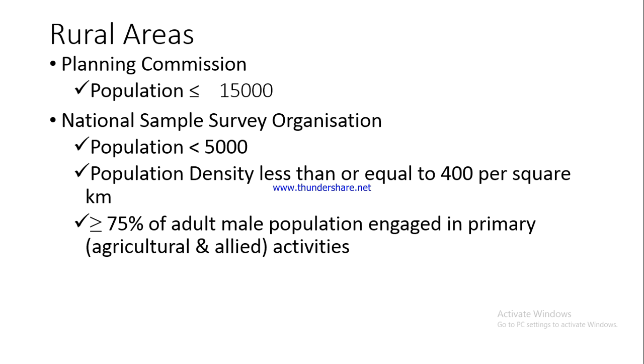So what are the 3 criteria? You can have a look here. The population should be less than 5,000 and the population density should be less than or equal to 400 per square kilometer. Population density you can find out by dividing the total population by the area. So according to NSSO, it should not go beyond 400 per square kilometer. Naturally, this means the population density should be low, because if it is too high, it is likely to be an urban area.